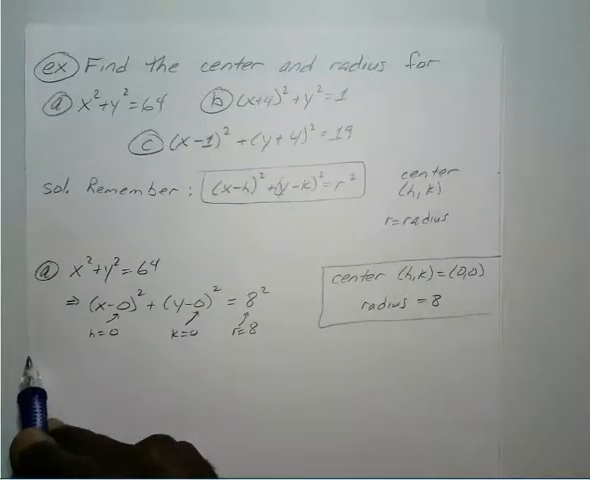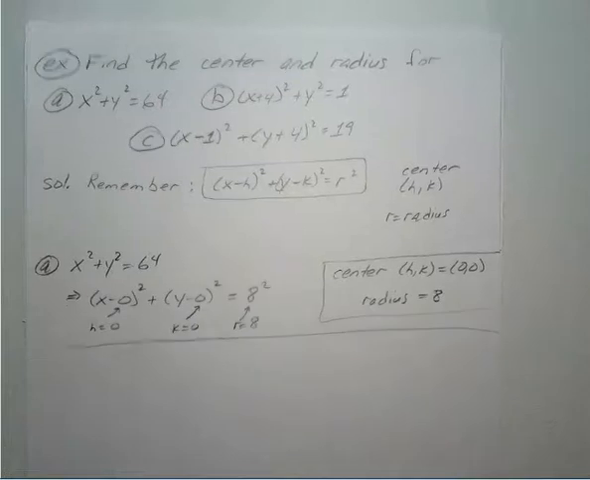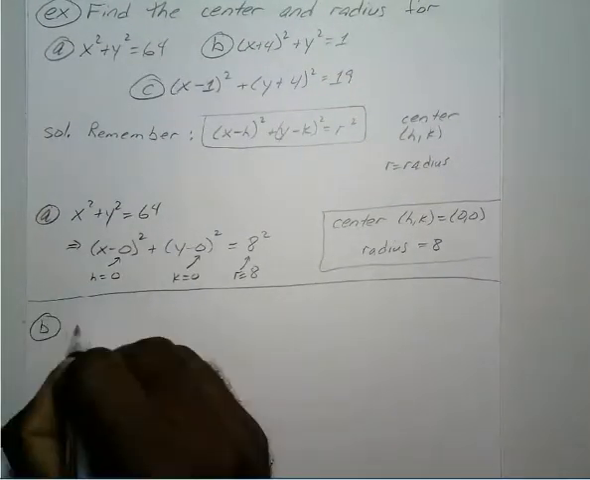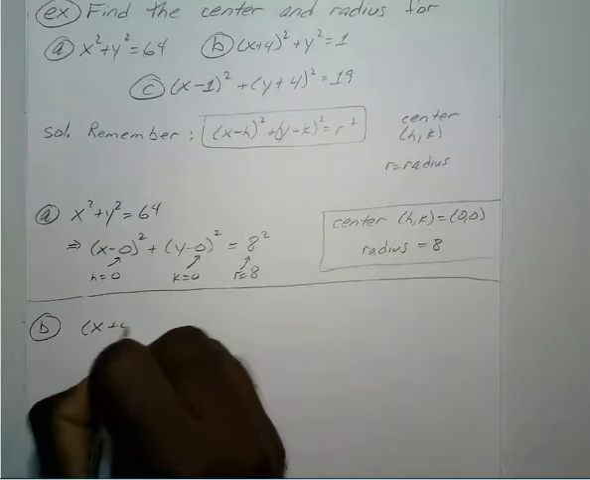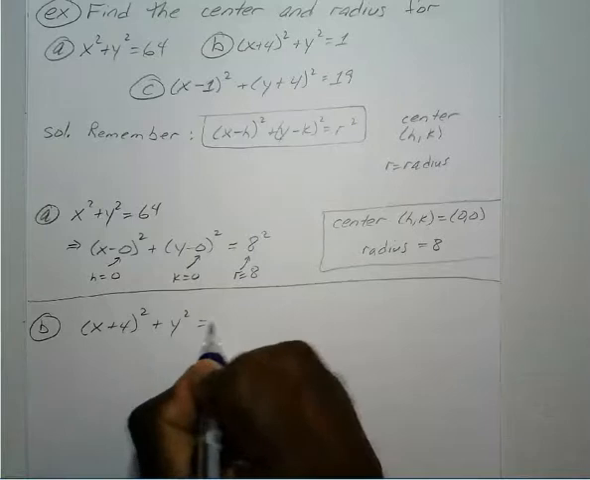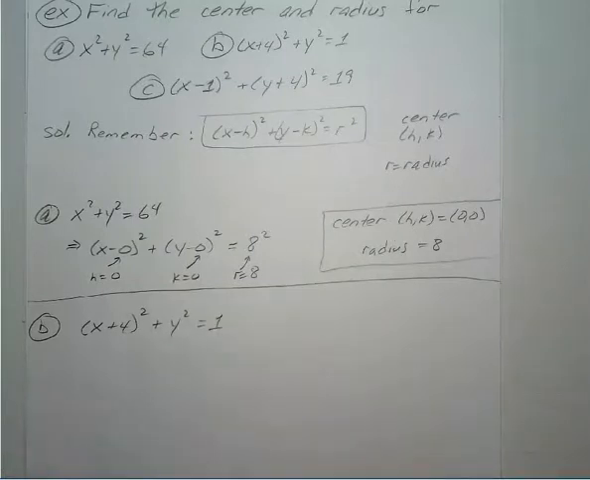Let's go ahead and go to problem B. You have (x plus 4) squared plus y squared equals 1. There are a couple of things you have to do on this one.